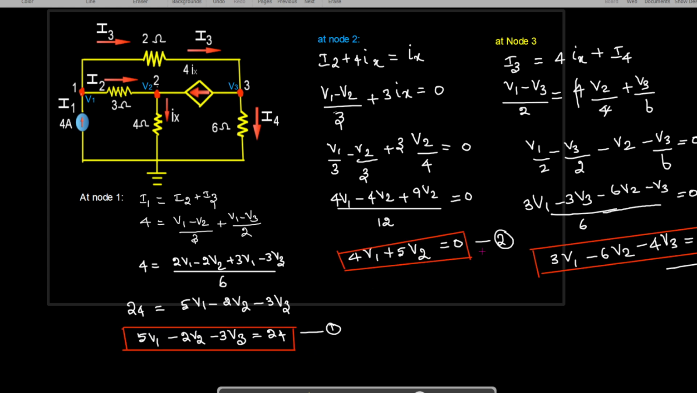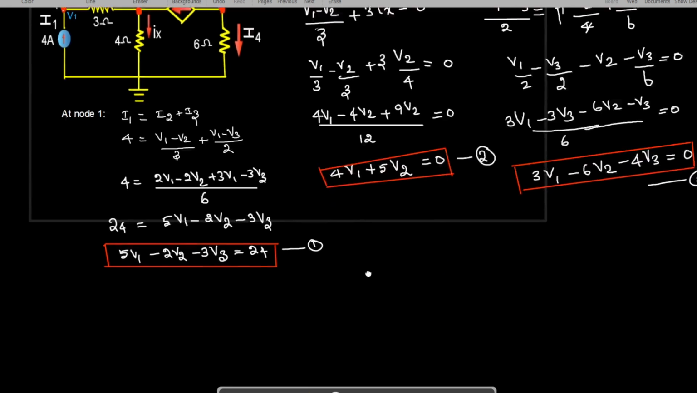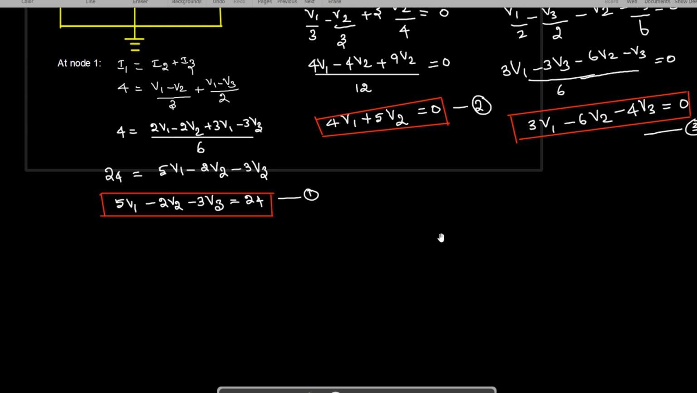So if you check first, second and third, the second equation contains only two variables V1 and V2. But the remaining two contain the node voltages V1, V2, V3. So using the first and third equation, we can eliminate this V3. To eliminate this V3, here it is 4V3, here it is 3V3. So we can make it a common 12V3.